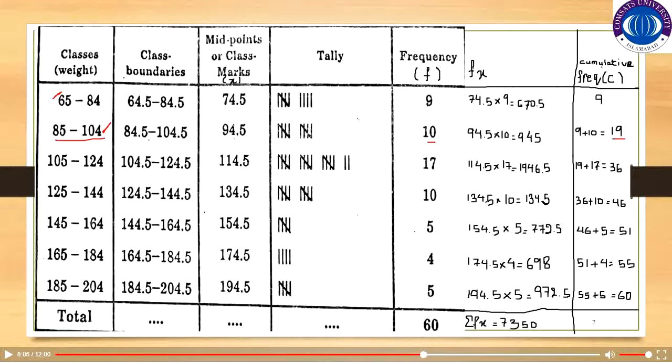And how we get cumulative? We add 9 into 10. How we will get cumulative frequency for the third class? We will add 17 into the sum of the previous frequencies. We will get 36.